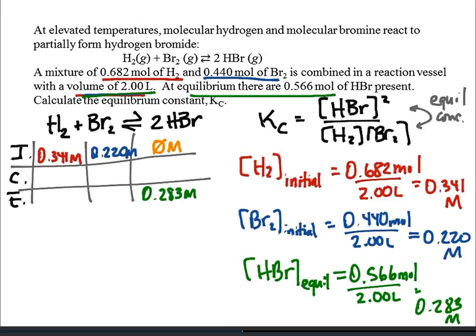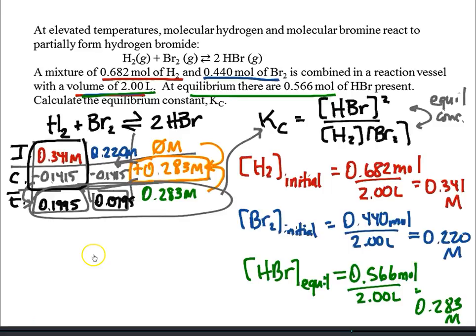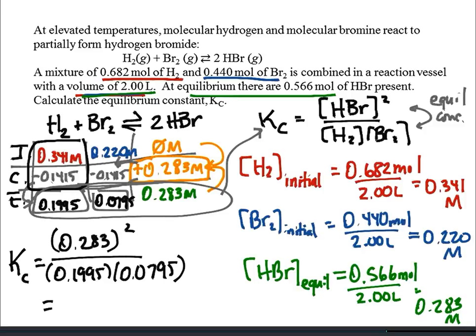0.283 molar is the concentration at equilibrium, which means you can calculate the change. It must have been plus 0.283, which means the change in the other two was half that value, minus 0.1415, because you only form half as much. And then at equilibrium, you can do 0.341 minus 0.1415 is 0.1995, 0.220 minus 0.1415 is 0.0795, and we can plug those numbers into our Kc expression. 0.283 squared divided by the two reactant concentrations at equilibrium gives me 5.0496, lots of sig figs.